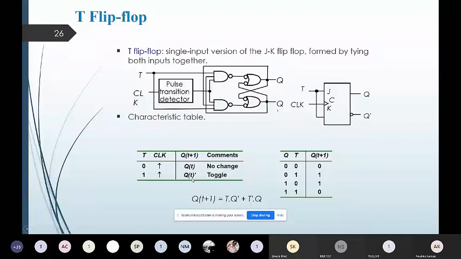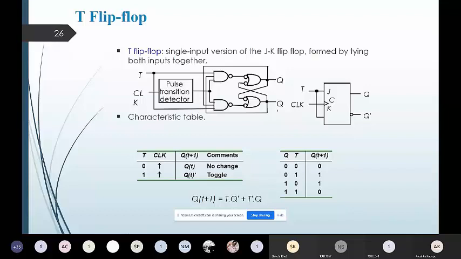So in short, we can say that whenever the T input is 1, only then will the toggling state be obtained for this flip-flop. But when the T input is 0, there will be no change in the output of the circuit or the next state of the flip-flop circuit.